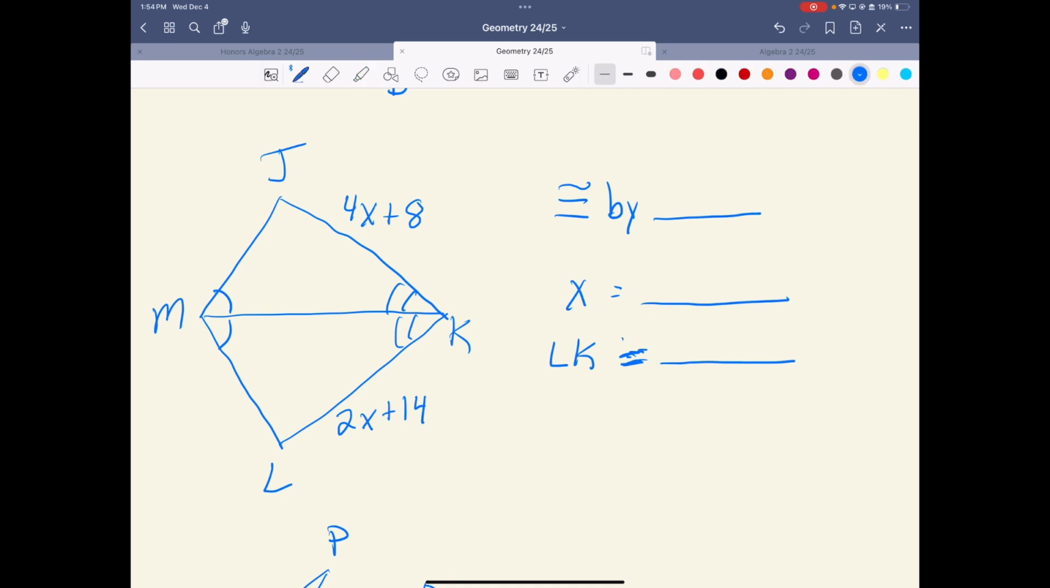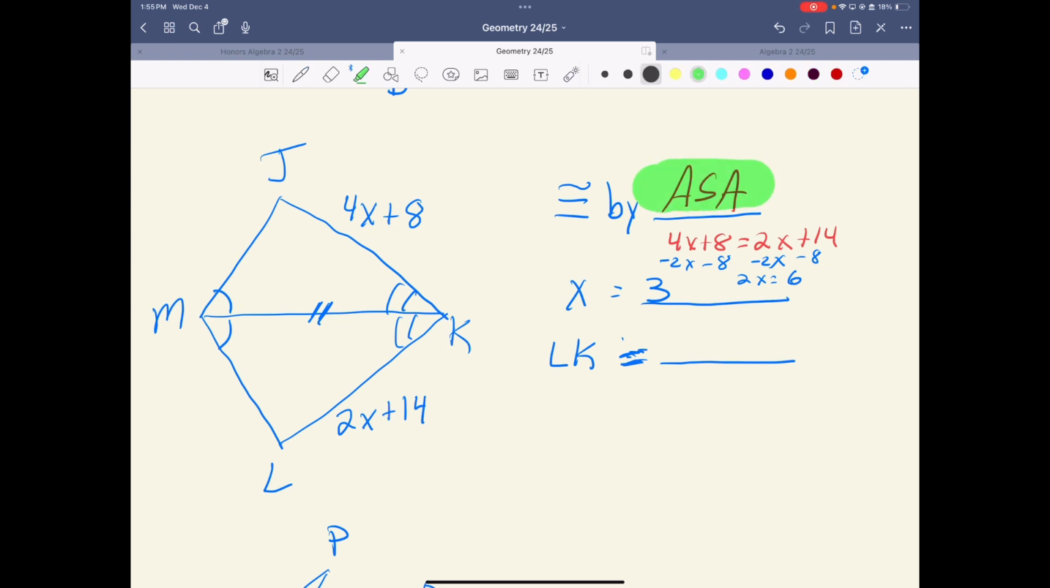All right, next one. Okay, so it's by angle, side, angle. We've got an angle, we've got a side, and we've got an angle. So that means 4x plus 8 has to equal 2x plus 14. Sides have to equal sides. So subtract 2x, subtract 8. So that gives me 2x equals 6. X equals 3.